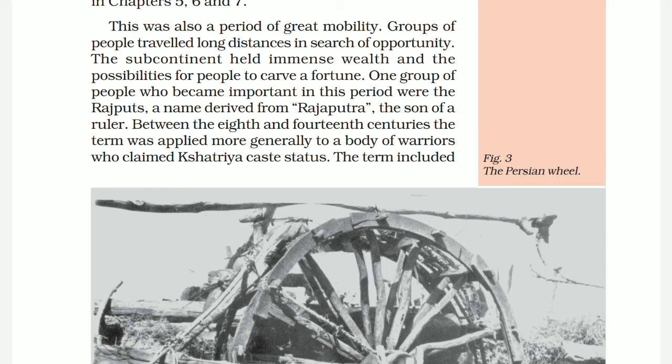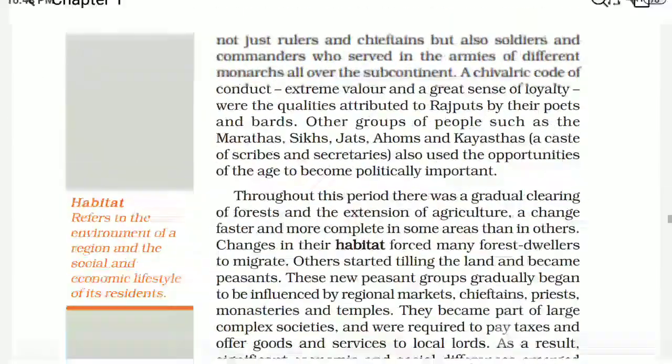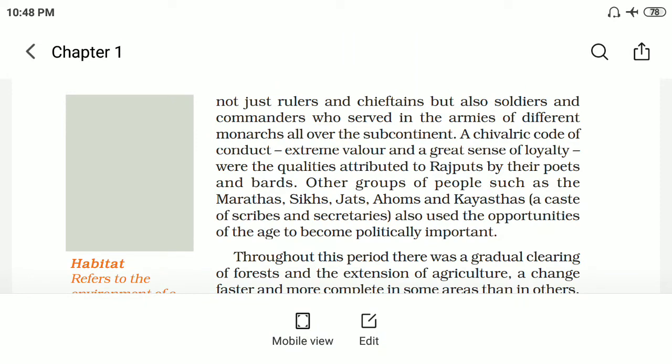One group of people who became important in this period were the Rajputs, a name derived from Rajputra, the son of a ruler. Between the 8th and 14th century, the term was applied more generally to a body of warriors who claimed Kshatriya caste status. The term included not just the rulers and the chieftains but also soldiers and commanders who served in the armies of different monarchs all over the subcontinent.